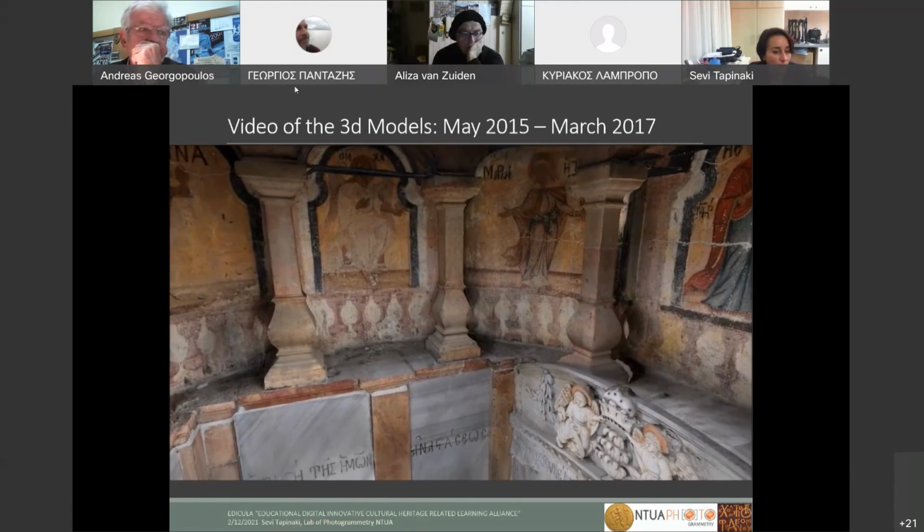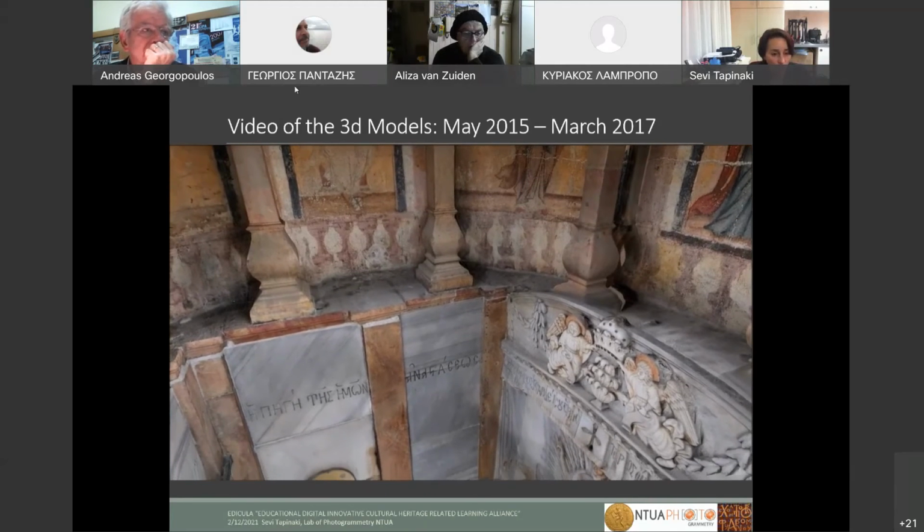Okay, and the video ends with a top view of the tomb.